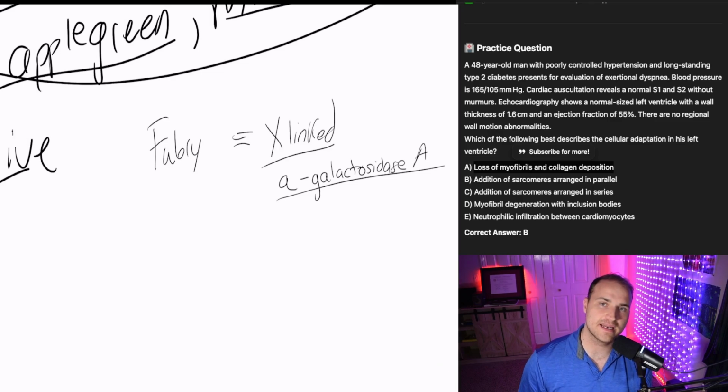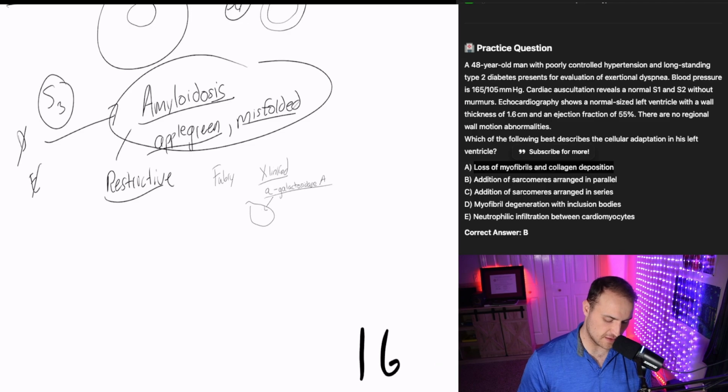And if you're interested in that mechanism, it's the glycosphingolipid buildup within the myocytes. And you get it in vascular endothelium and other cells, so it's progressive organ dysfunction. And it leads to hypertrophic or restrictive cardiomyopathy. So hypertrophic or restrictive cardiomyopathy is seen in Fabry's and amyloidosis.